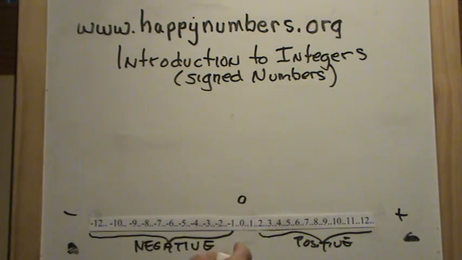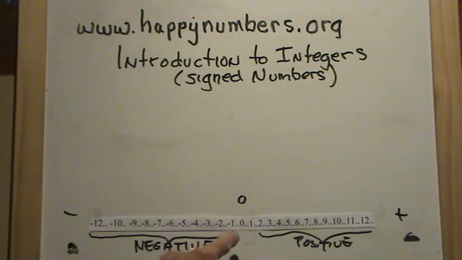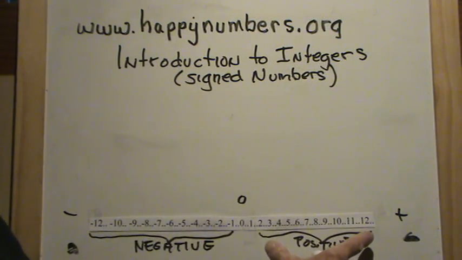And integers include all of the positive counting numbers, but they also include all of the negative counting numbers. And you'll see on our number line, we have -1, -2, -3, -4, -5, -6, and so on, all the way to infinity. So the word integers means all of the positive and all of the negative counting numbers and 0.